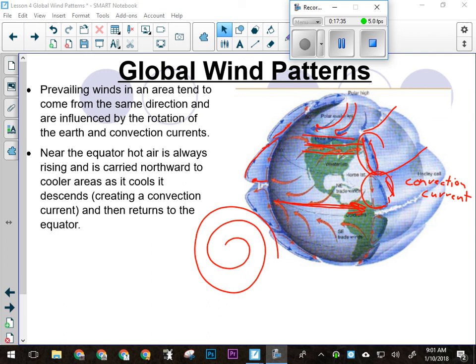Okay? It would be like if you stuck your head out the window of a moving car. You won't do that because it's not safe to do. But it would feel windy, right? Even though it isn't windy, you're just moving through the air at a high rate of speed. Well, that's essentially what we're doing here. The air is trying to move north-south, but we're moving through it from west to east.